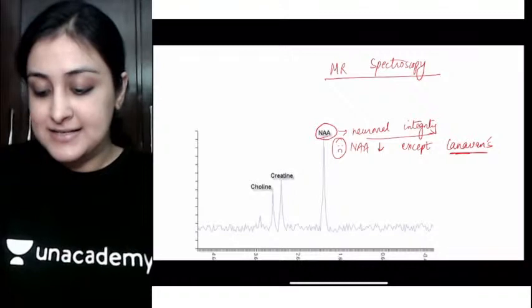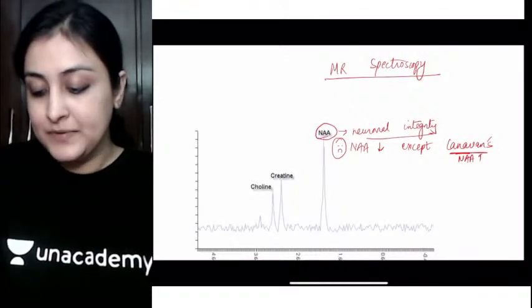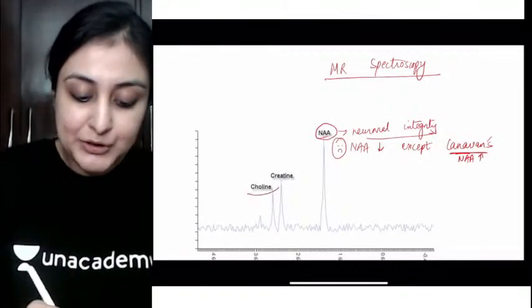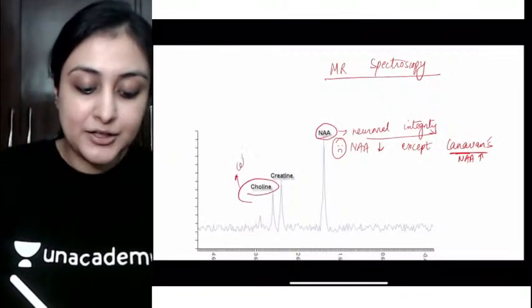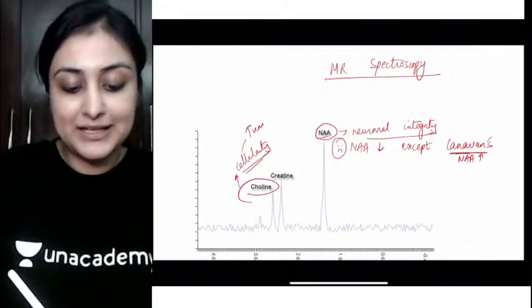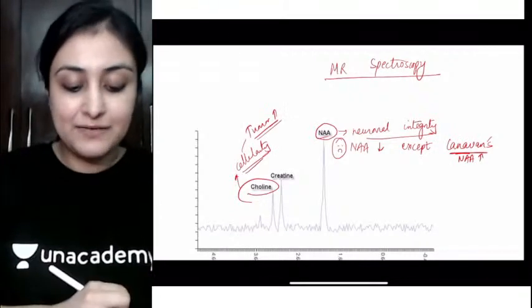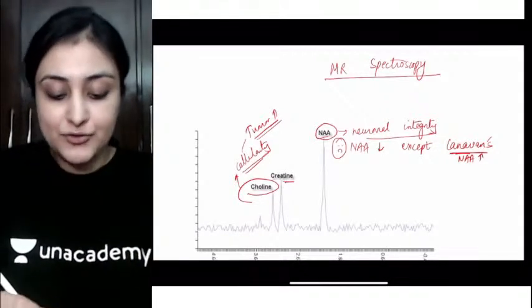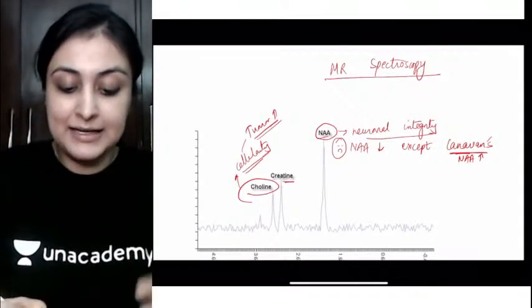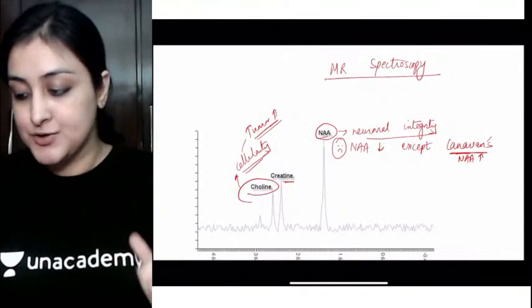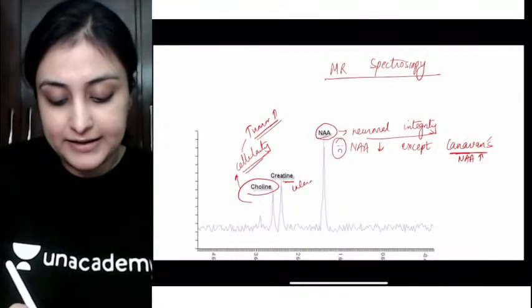So Canavan's disease, you can remember, NAA increases. Everywhere else NAA is going to go down. What about choline? Choline is a marker of cellularity. Anytime you have a tumor, can I say choline will increase? Everywhere else choline will go down. Creatine is the internal reference. So we'll see NAA is reduced or choline is increased depending on the creatine. So this serves as the internal reference.